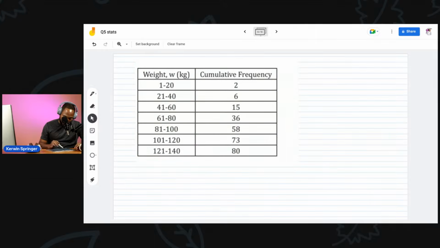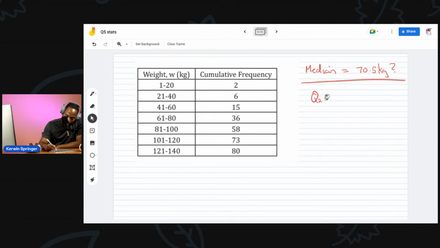So they say that the median is 70.5, right? So this is suggesting that the median is equal to 70.5 kg. Now, can that be the middle? Can that be the middle weight? Now, what's the middle? The middle term, or Q2, is found by saying n plus 1 divided by 2. So it's really 80 plus 1 divided by 2, which is 40.5 term. So this is where you'll find the median.